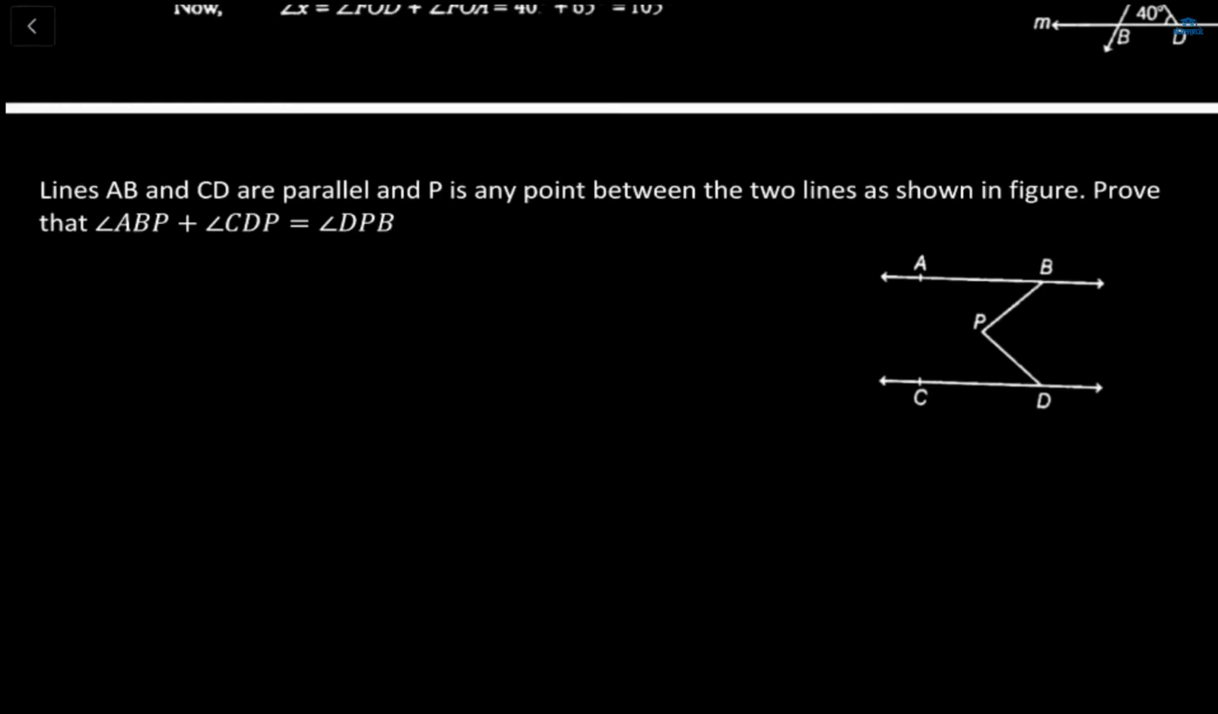Lines AB and CD are parallel and P is any point between the two lines as shown in the figure. Prove that angle ABP plus angle CDP, the sum of these two angles, will be equal to angle BPD. How can you prove this?